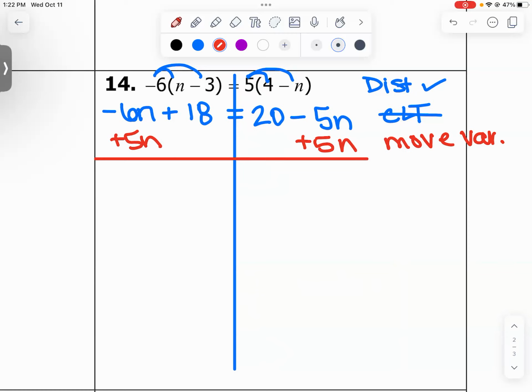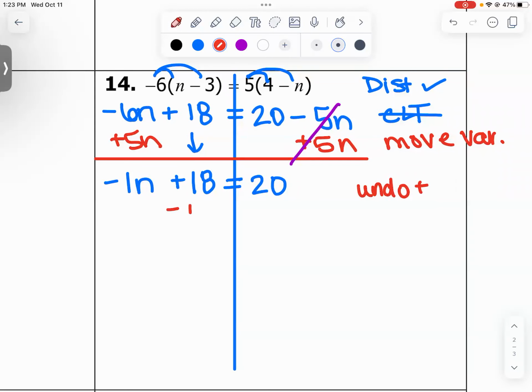What'd you say? Okay. Can somebody answer Austin's question? Would it be negative 1n? Yes, it would be. So would you like me to write it as negative 1n? Okay. So negative 1n, we still have our plus 18, we still have our equal sign, 20, and then our 5n's are gone. Okay, so we need to undo our addition by subtracting 18 from both sides.